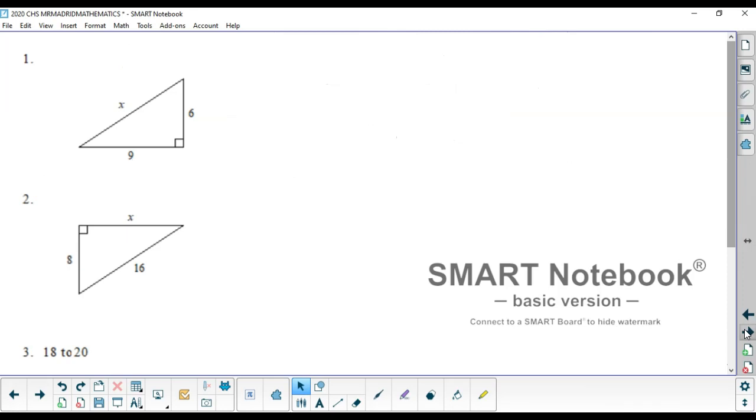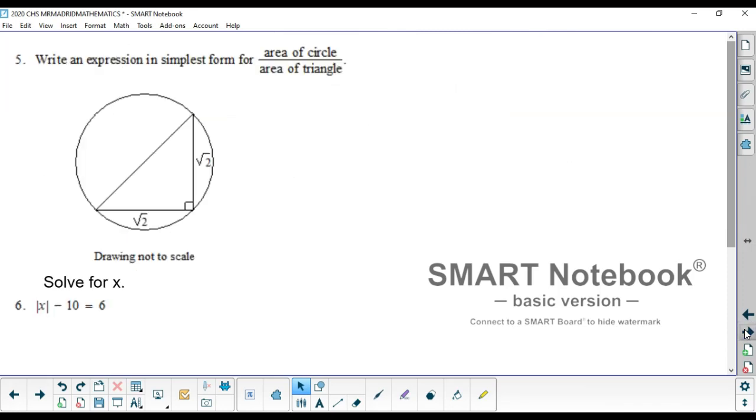So next up, we'll get some practice in class. Going to move on to this next problem. It wants us to write an expression in simplest form for area for this expression, right? The area of a circle, area of a triangle. Where do we start? We're going to start with what we know, like always, right? So we're going to have to start with the area.